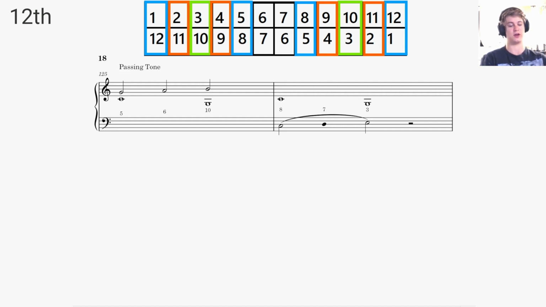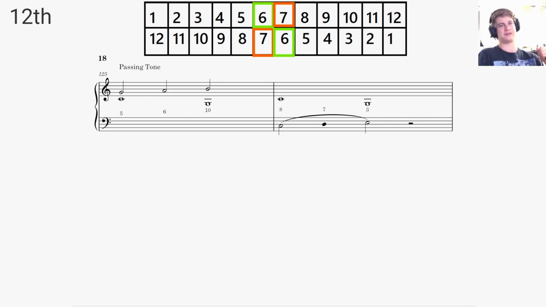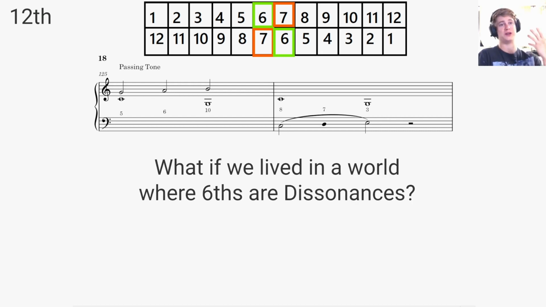Everything works perfectly until we get to the 6ths and 7ths, where 6ths go to 7ths and 7ths go to 6ths. Therefore, 6th intervals must now be treated as dissonances. So now we need to think about, what if we're in a world where 6th intervals are dissonances? What would music look like? What would our counterpoint responses be like?